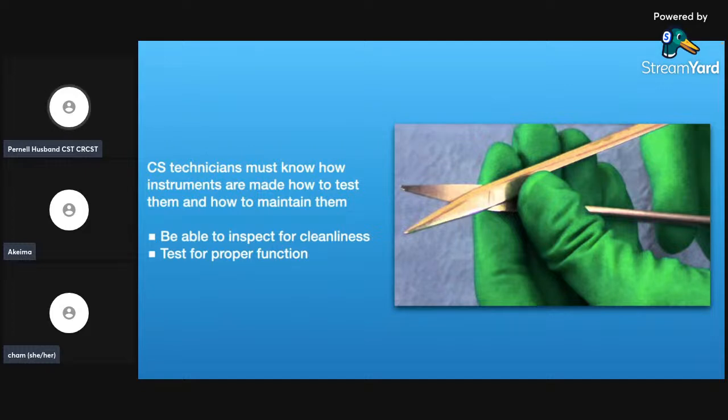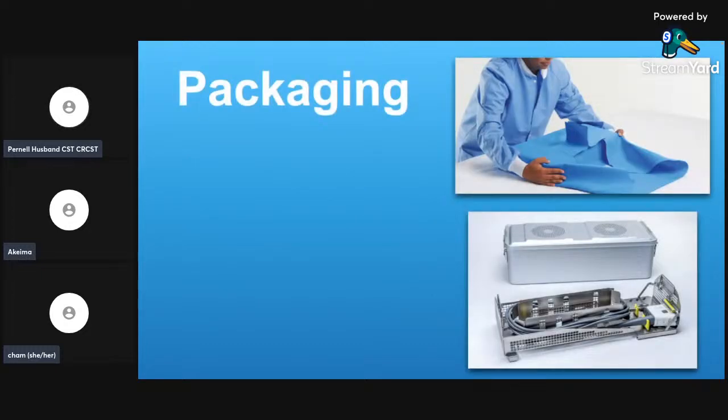Central service technicians must know how instruments are made, how to test them, and how to properly maintain them. Surgeons don't take care of their own instruments. We do it for them. We have to be able to inspect for cleanliness, and we have to be able to test the instruments for their proper function. When that instrument is put into the hands of a Harvard-trained brain surgeon, he doesn't want to worry about whether or not his scissors are sharp. They need to be sharp, and they need to be perfect every single time.